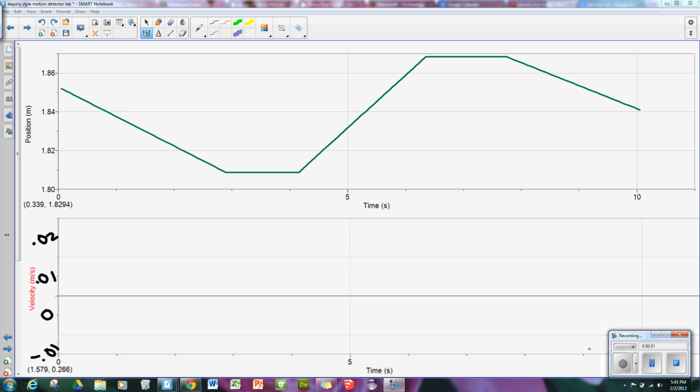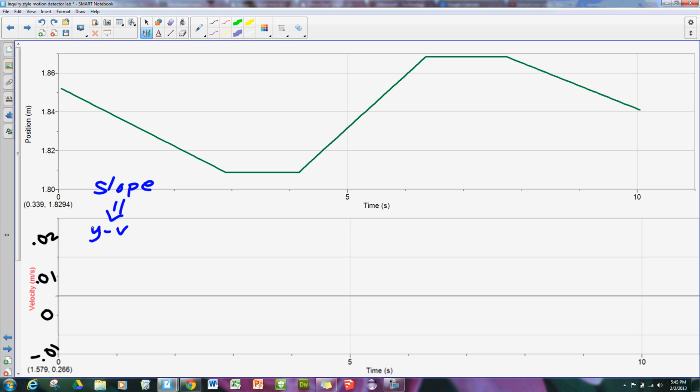We are going to sketch the velocity time graph that corresponds to this position time graph. And the way I do that is one line segment at a time. So I have a diagonal line here, which means the position is decreasing at a constant rate, which means the slope is negative, and the slope of a position time graph corresponds to the y value on a velocity time graph. So this will represent constant negative velocity.